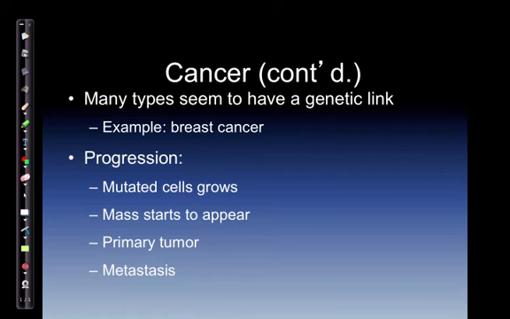Cancer continued. Many types seem to have a genetic link. An example of this would be breast cancer. Progression, we get the mutated cell grows, the mass starts to appear, we get a primary tumor, initial uncontrolled cell growth, and then it can become metastatic or metastasis. Cancer growth spreads into other parts of the body. And table 32-3 is cancer terminology, which is the next slide.